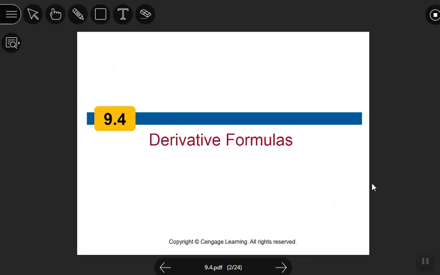So today we are going to learn how we can find derivatives by using formulas. This one is very important. In day-to-day life also, if you are going to find a derivative, you have to use formulas. It is the easiest way.